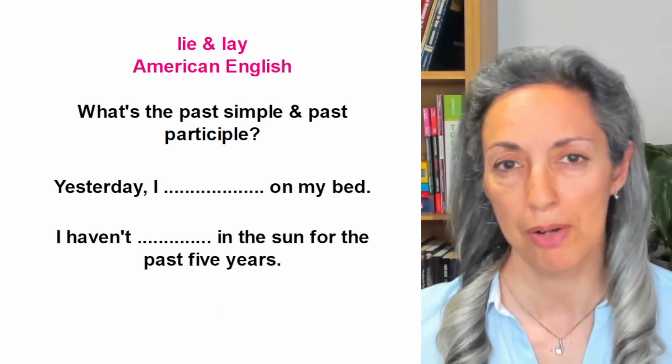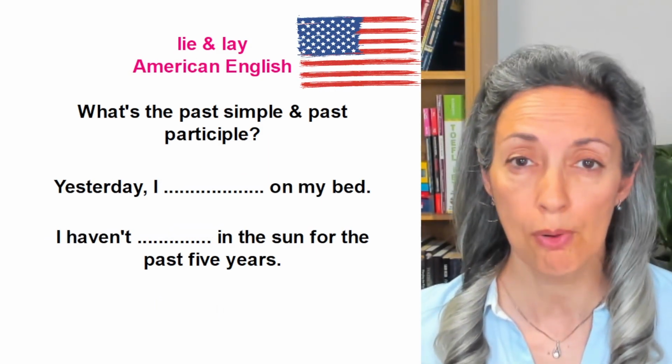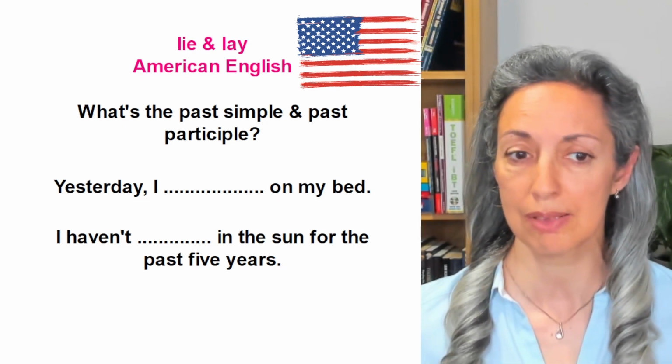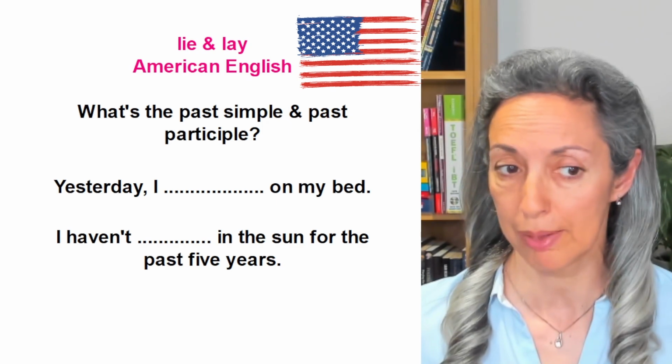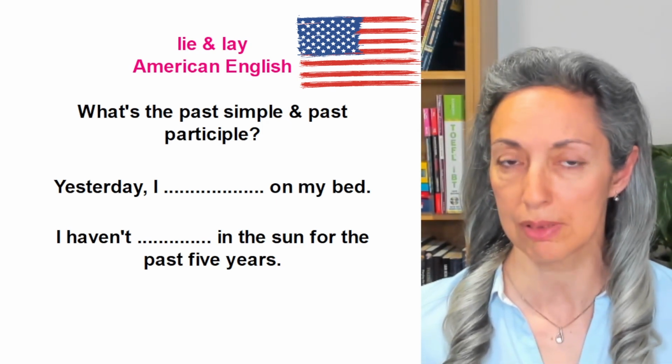So how about American English? What are the past simple and past participle forms in American English? Look at the 2 sentences again. Yesterday I blank on my bed and I haven't blank in the sun for the past 5 years.